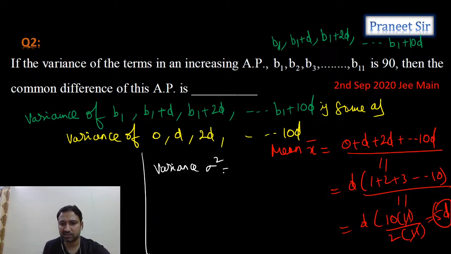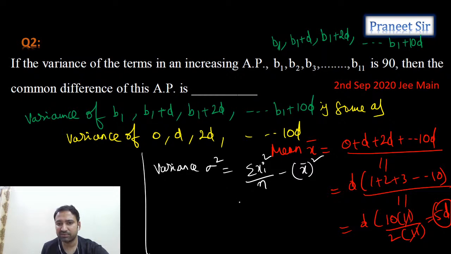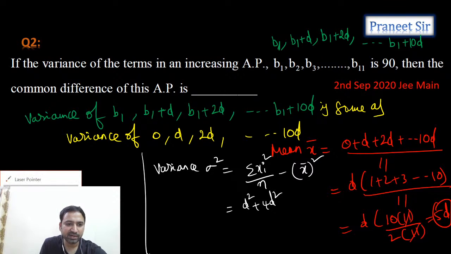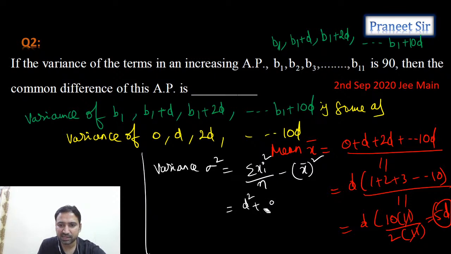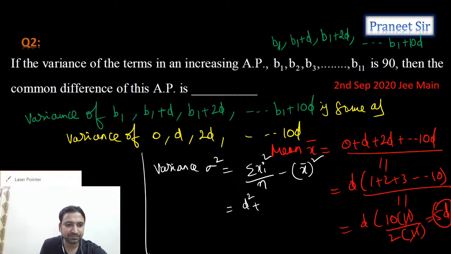Variance sigma square is equal to sigma xi square by n minus mean whole square. Mean we already calculated. Clear? Right. If you substitute this value here, what do we get? D square plus 4D square plus... or 2D whole square you can write it. Or otherwise we can write it as 2 square into D square. That's better. Let's write it as 2 square into D square.